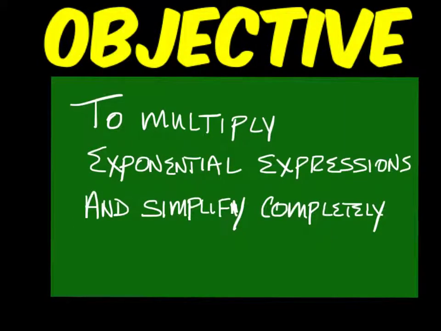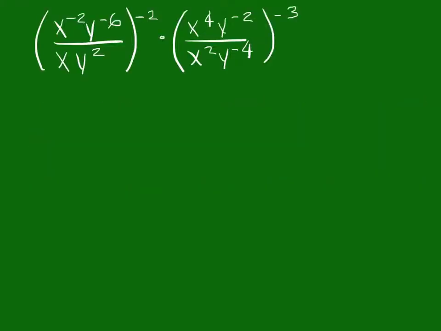To multiply exponential expressions and simplify completely. Here's the first example. You have those two expressions multiplied against each other.